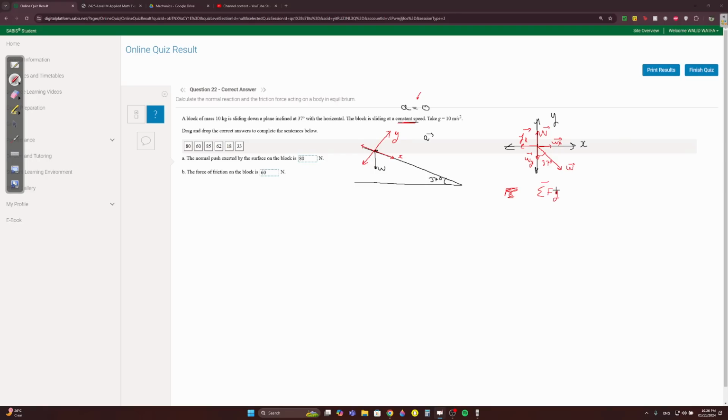Okay, let's see. Sigma F, let's start with Y, is obviously equal to 0 because we're not jumping up and down. So what's down is equal to what's up. So WY, let's just say W cosine 37 because it's with the vertical angle. So you have to do cosine for the Y component. Is equal to what's up, N. So W, the weight, mg, sorry, I'm going to write it. mg cosine 37 equal to N. Okay, mg is 10 times 10 because mass is 10, g is 10, so 100 cosine 37 is equal to N, which is 80.